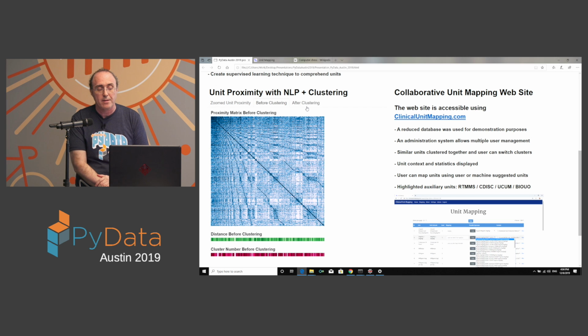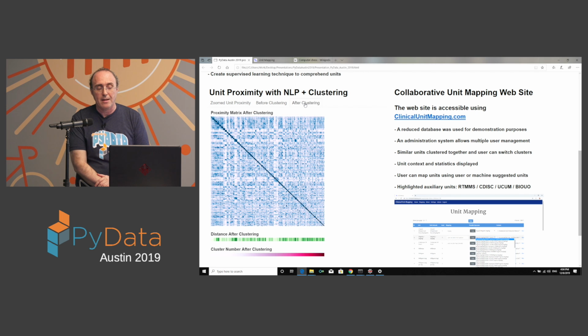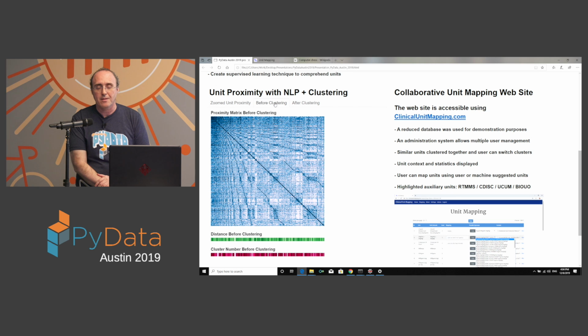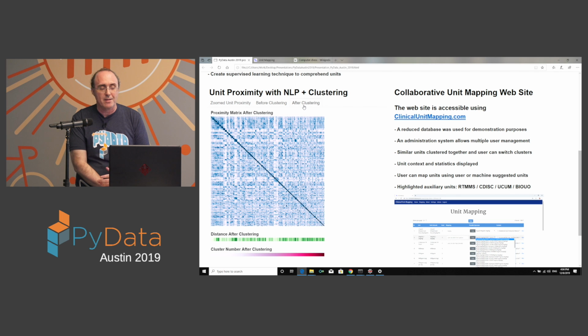And let me show you how much better it is. Look at this matrix for now, and I'm going to switch. I'm going to go back: unclustered, clustered. Which matrix seems better to you? I hope that you say the second one. But this one looks better to me.